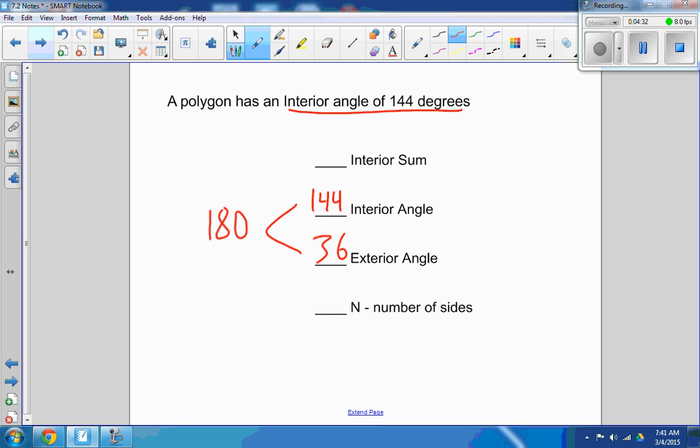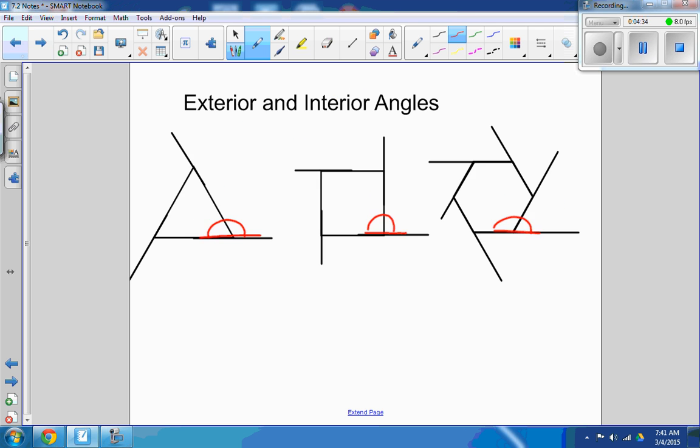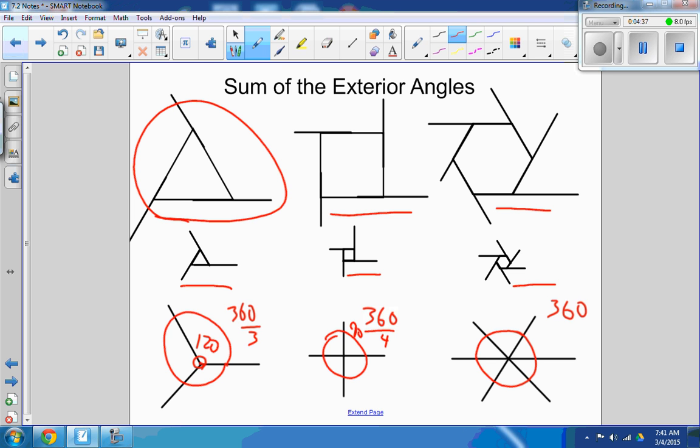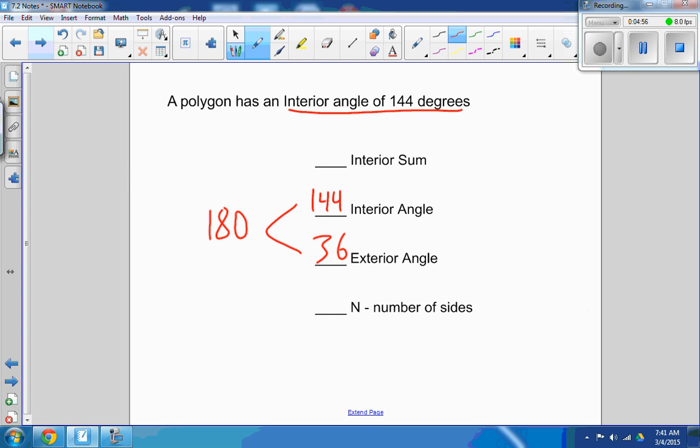Again, we go back to that same idea we had back here. Well, what's 360 divided by the exterior angle? Well, 360 divided by 120 is 3. Oh, well, that's interesting. We can do the same thing here. 360 divided by the exterior angle of 90 is 4. So I can take 360 divided by the exterior angle, which is 36, and I get the number of sides, which is 10.